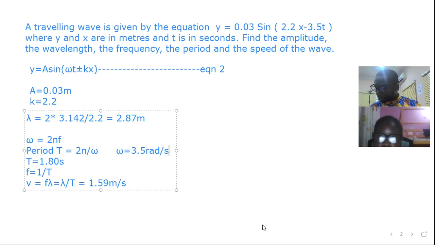Okay, take this question. A plane progressive wave, okay, let me write it down. A plane progressive wave is represented by the equation.